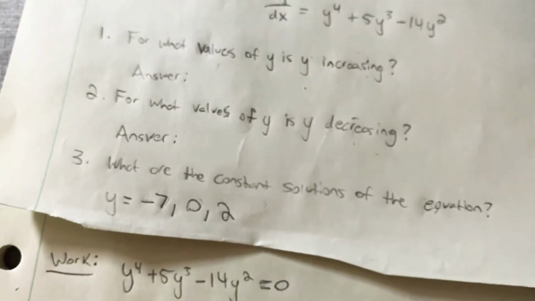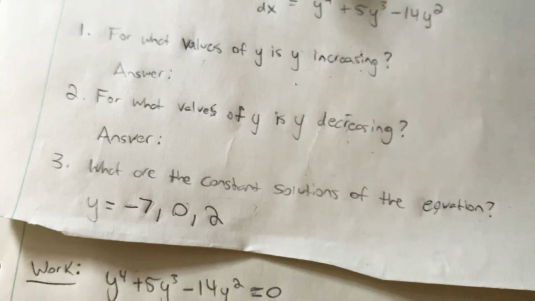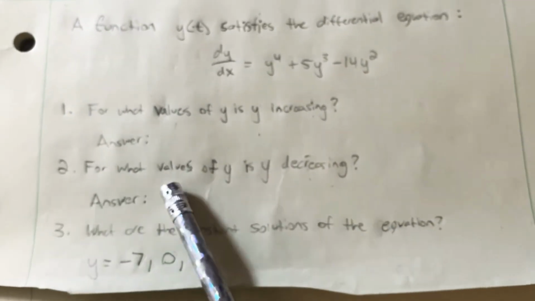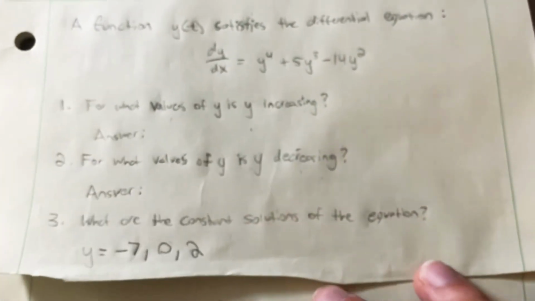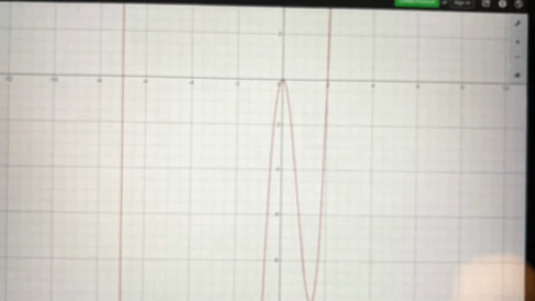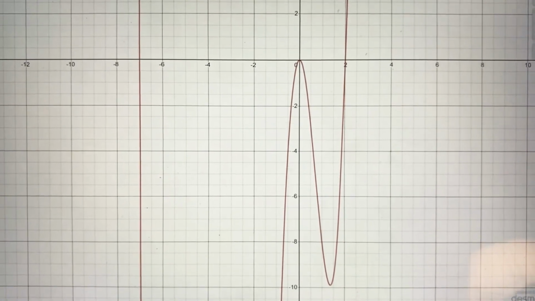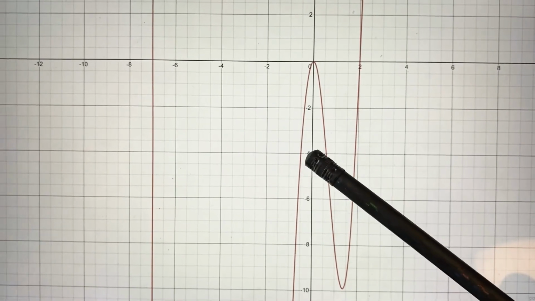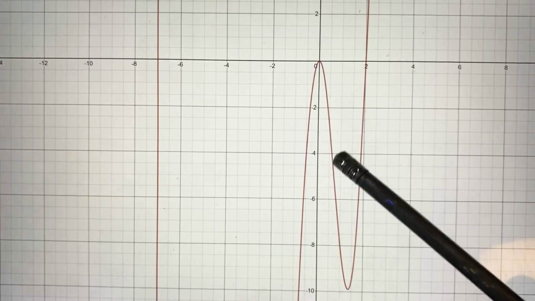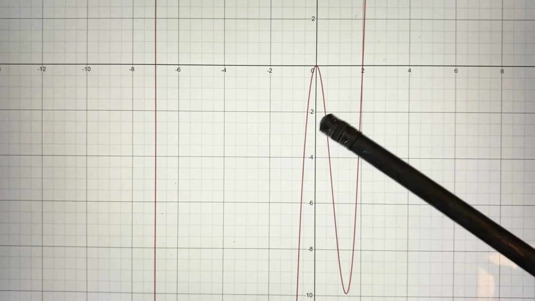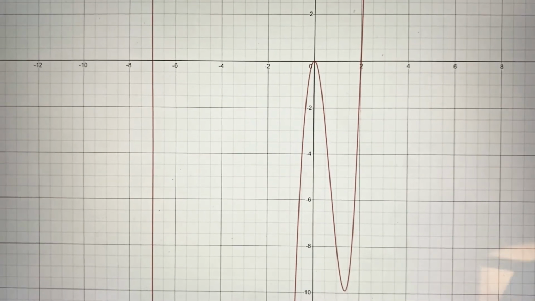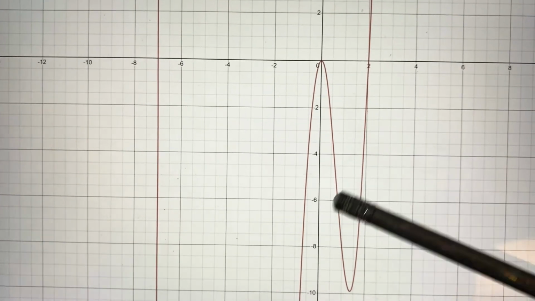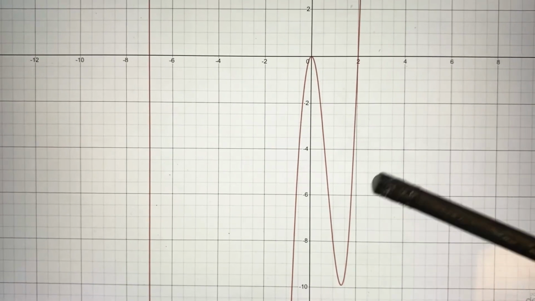Now, to find the values of y that are increasing and decreasing, we're going to graph it and look at the graph. I already have it graphed on Desmos over here, and basically everything underneath the x-axis is where the function is decreasing. Everything above the x-axis is where the function is increasing, because this is a graph of the differential equation, which is the rate.